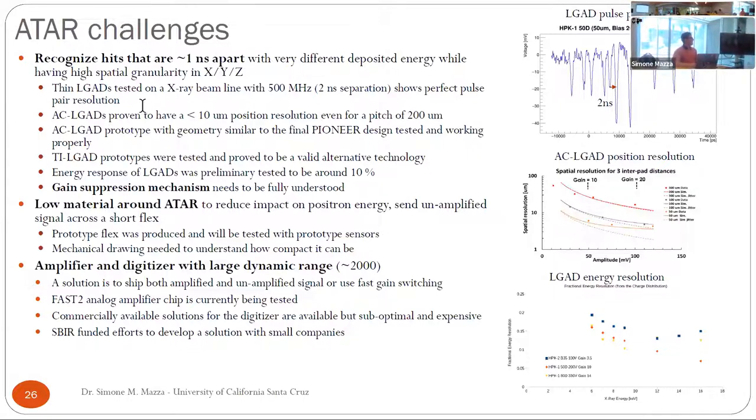Then you can have a very high precision, even though your pitch is not the greatest with AC-LGAD. So you can get to less than 10 micron precision for a pitch of 200 micron. That is the baseline design. We tested some prototypes and they seem to be working well, at least with normal particles. They still have to be tested with highly ionizing events. We tested some trench-isolated LGADs, and they also seem to be good as an alternative technology.